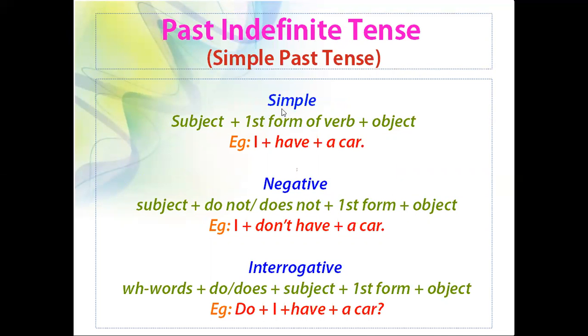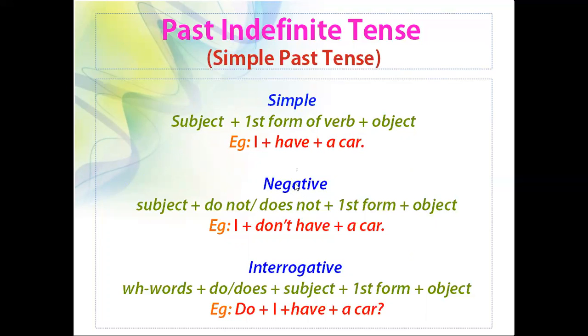This is the structure of simple past tense. While writing a simple sentence, the structure is subject plus first form of verb plus object. For example, I have a car. Here I refers to the subject. What is the first form of verb here? Have. Then what is the object here? A car. So subject plus first form of verb plus object.